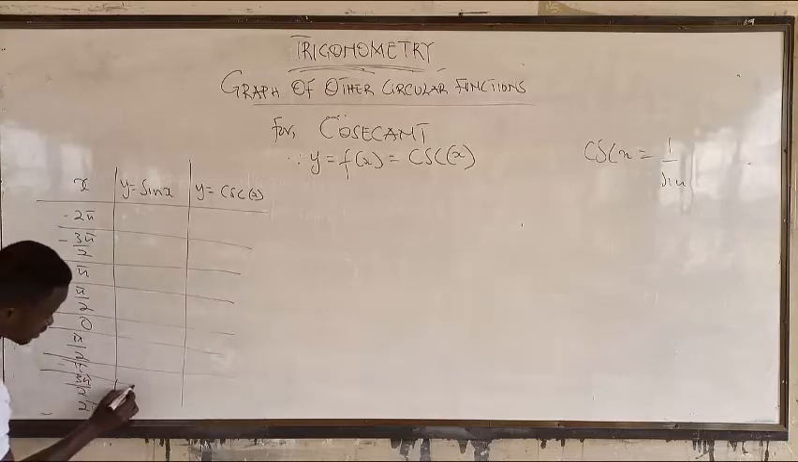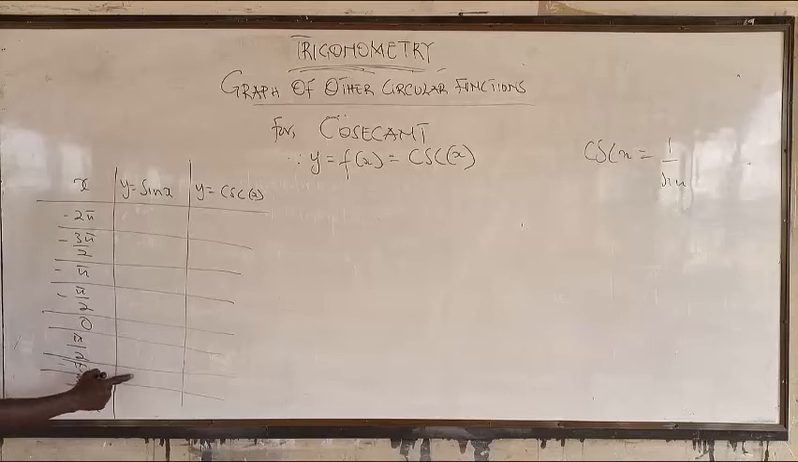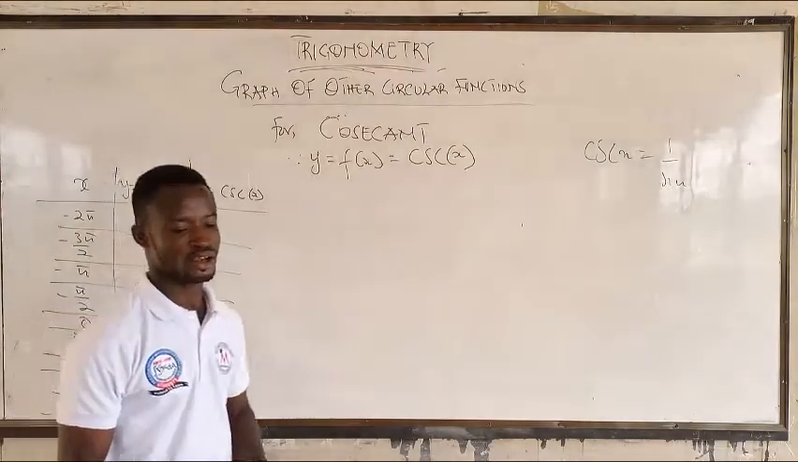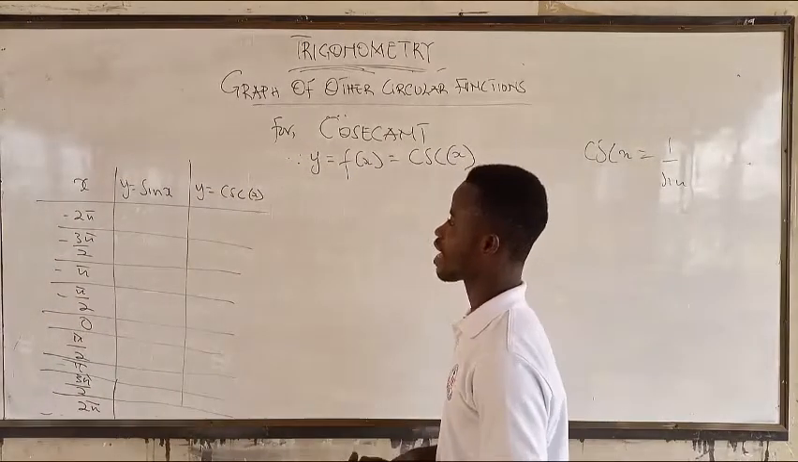So that you can see clearly. So this is pi, alright? This is 3 pi over 2, and this is 2 pi. Very good. Sorry for that. But I hope you can see. Okay. So that is that.